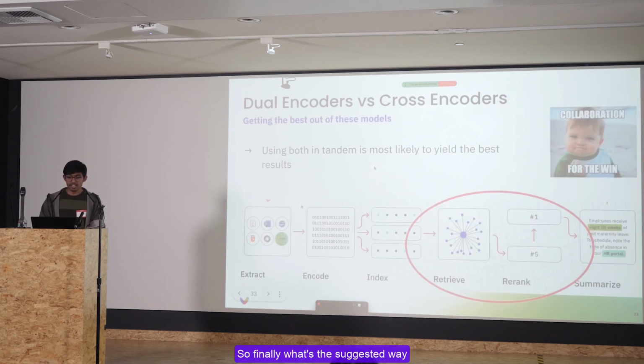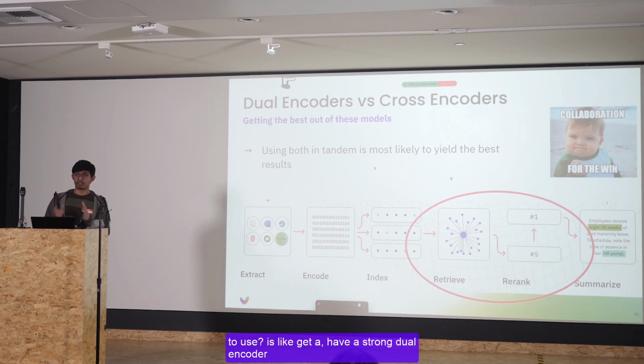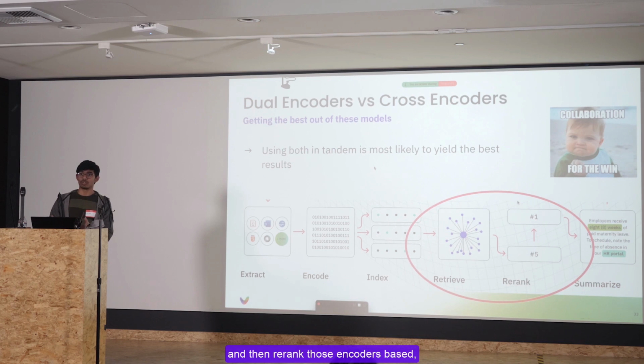So finally, the suggested way to use them is to have a strong dual encoder doing the initial retrieval, and then re-rank the results of the dual encoder using the cross encoder. And this is something Vectara offers out of the box, without any tuning of the retrieval and the re-ranker.